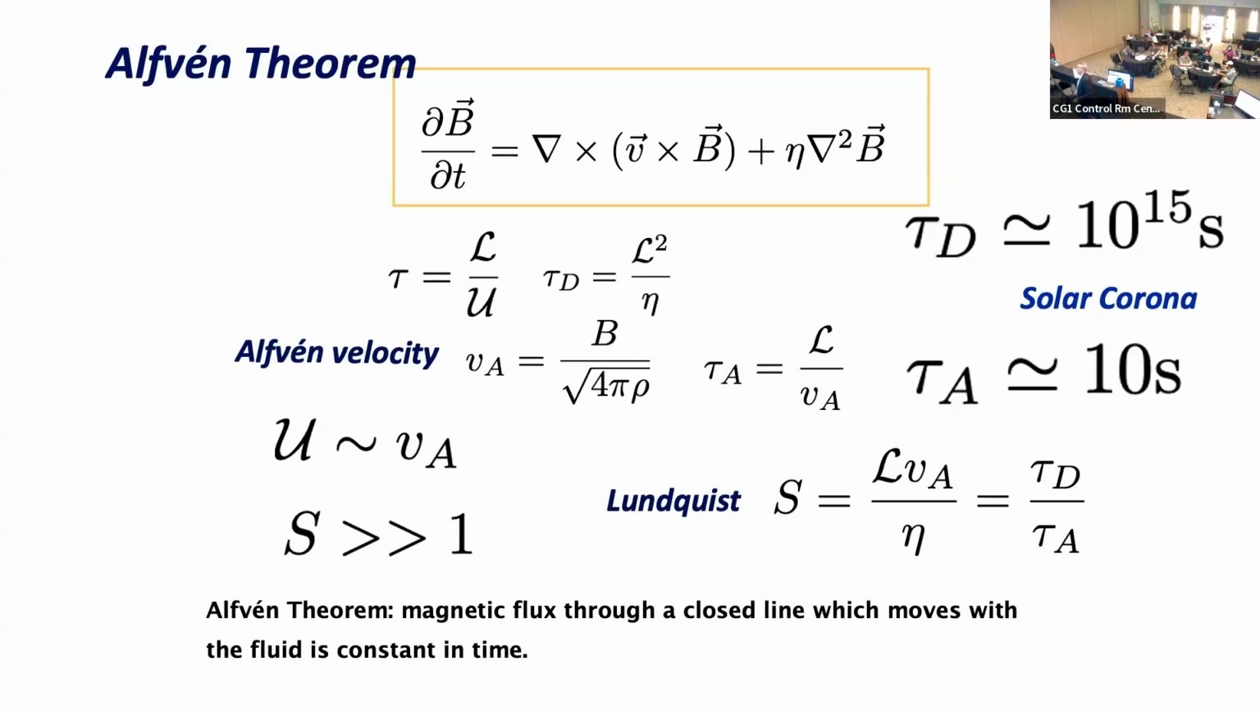And you use this to define some numbers. If you take a scale big L and a typical velocity u, then you can define a dynamic time scale, L over u. There's a diffusion time scale, which is L squared over eta. You have the Alfvén speed, and you can define an Alfvén time, L over V_A. If you calculate these numbers for something like the solar corona, you have tau_d is of the order 10 to the 15 seconds, tau_A is of the order of 10. The ratio, which is called the Lundquist number, L V_A over eta, tau_d over tau_A, is of the order 10 to the 14. It's a huge number, which might lead you to believe that you can neglect this term completely.